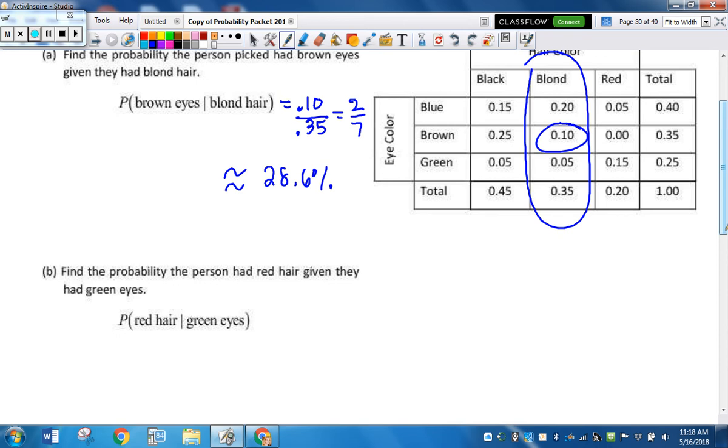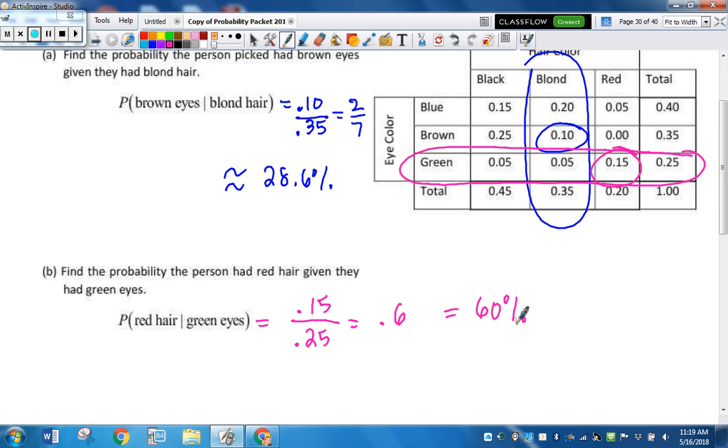Quinn, tell me what I'm doing. Okay, so you'd have to only look in the green eyes. Only looking at green eyes. Got it. And it's red hair, so it'd be 0.15, because that's the only one that has red in that column, right? And then over 0.25. Do I get a fraction of it, or do I need a big long decimal? It's 0.6. Okay, so I don't have to write this fraction. So it's not approximately, it's exactly a 60% chance of that happening.